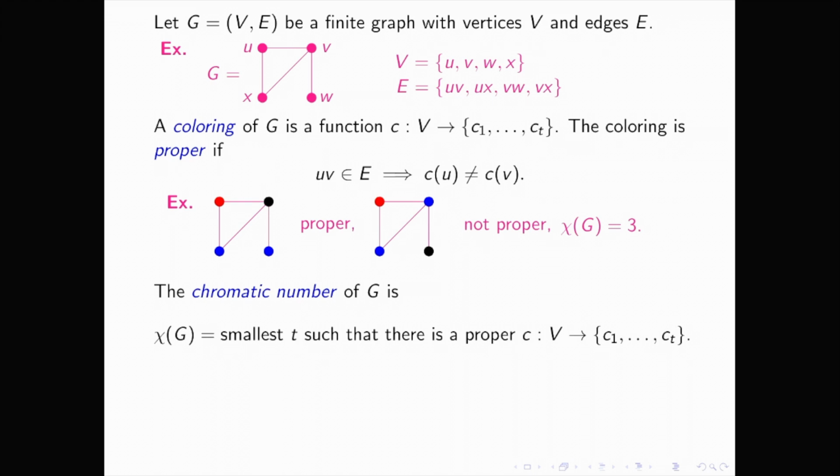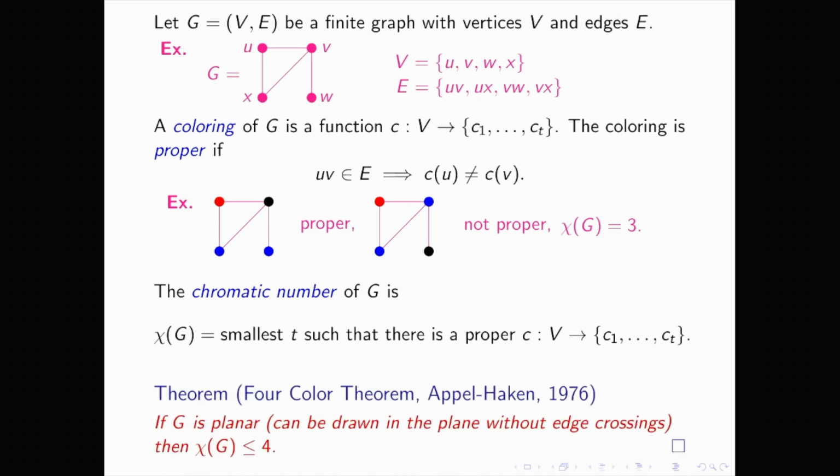And perhaps one of the most famous theorems in all graph theory and perhaps in all of mathematics is what's called the Four Color Theorem. The Four Color Theorem, which was proved by Kenneth Appel and Wolfgang Haken in 1976, says that if a graph is planar, that is to say, it can be drawn in the plane such that no two of the edges cross, then its chromatic number is at most 4. Often people say 4 colors suffice. Now, this is an incredible theorem from several aspects.